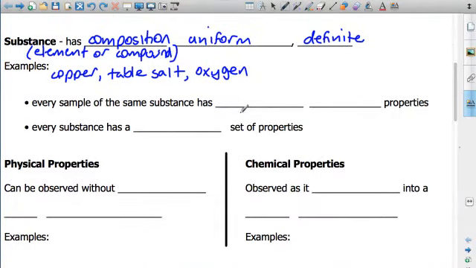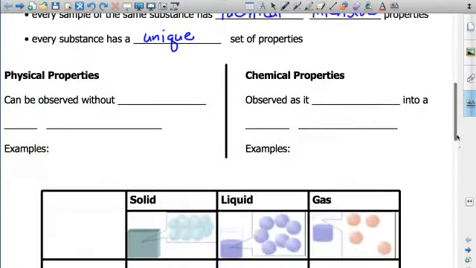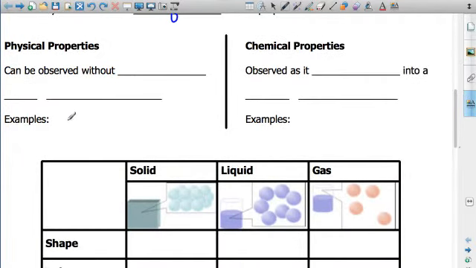Every sample of the same substance has identical intensive properties, and every substance has a unique set of properties. So copper has a unique set of properties that differentiate it from table salt, for example. Another way to look at properties is to break them into physical properties and chemical properties.